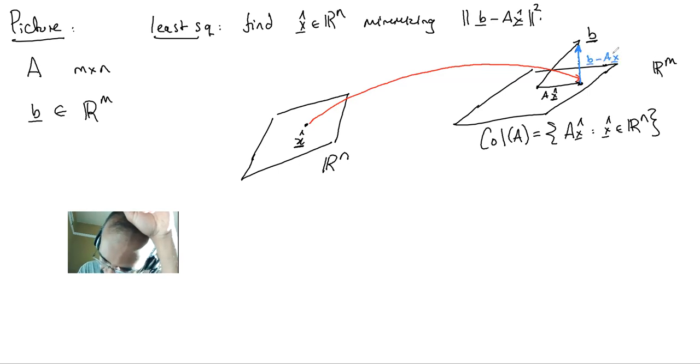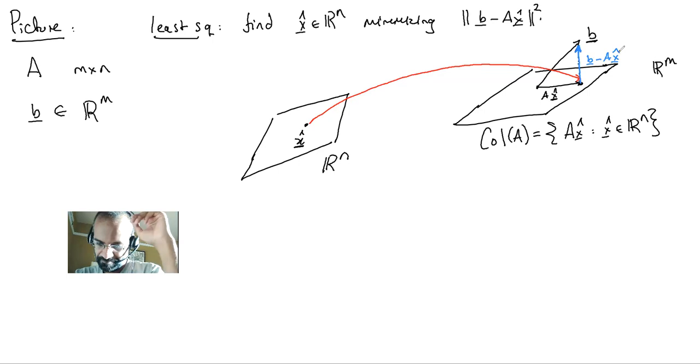So often people get confused about what the picture that goes with this is. And it's a little confusing because you have to think about both R^n and R^m at the same time. But it's really a combination of concepts that we're all quite familiar with by now.